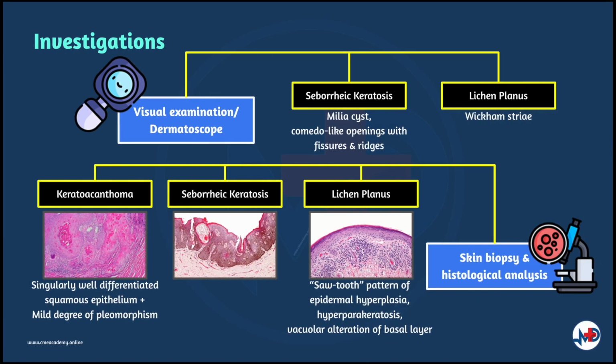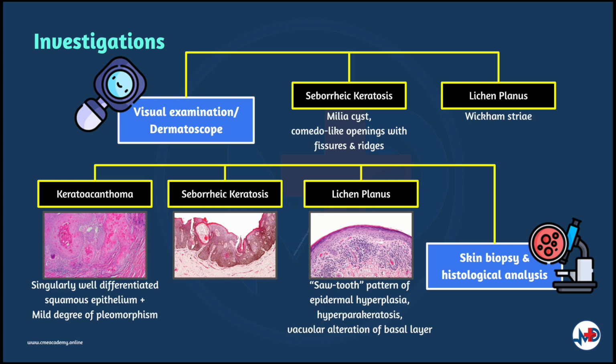Diagnosis of keratoacanthoma requires excisional or deep incisional biopsy. It is done to differentiate it from squamous cell carcinoma. Histology of keratoacanthoma shows singularly well-differentiated squamous epithelium that shows only a mild degree of pleomorphism. Seborrheic keratosis can be investigated using a dermatoscope, which will show miliary cysts, comedo-like openings with fissures and ridges, while skin biopsy is done if there's ulceration, rapid change in size, or for large lesions.